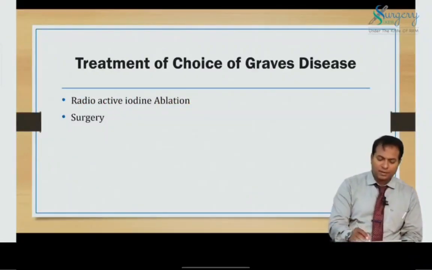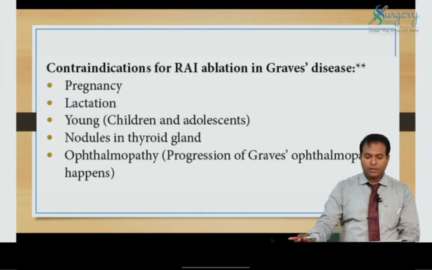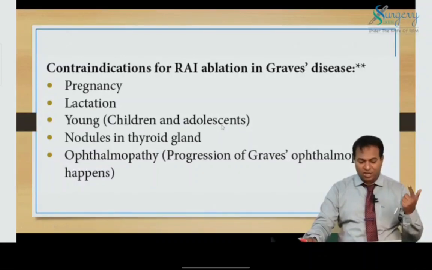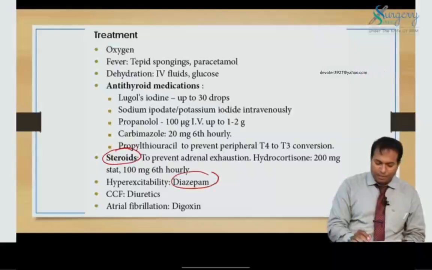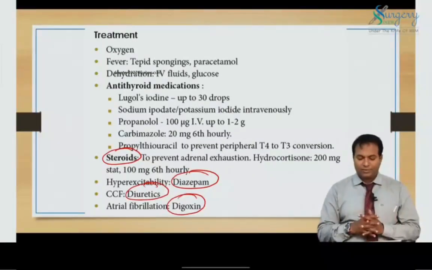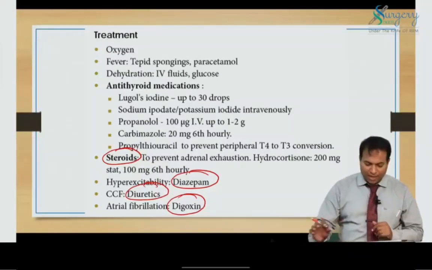So the first treatment of choice is radioactive iodine. Contraindications of radioactive iodine: pregnancy, lactation, young children, nodules, ophthalmopathy. Please don't forget. Don't forget about thyroid storm. The most common cause is an inadequately prepared patient. Repeat MCQ. All the drugs will be given: steroids, diazepam, diuretics, digoxin. Okay, please don't forget we have to give these drugs. Steroids, diazepam, diuretics, and digoxin are the special drugs given.